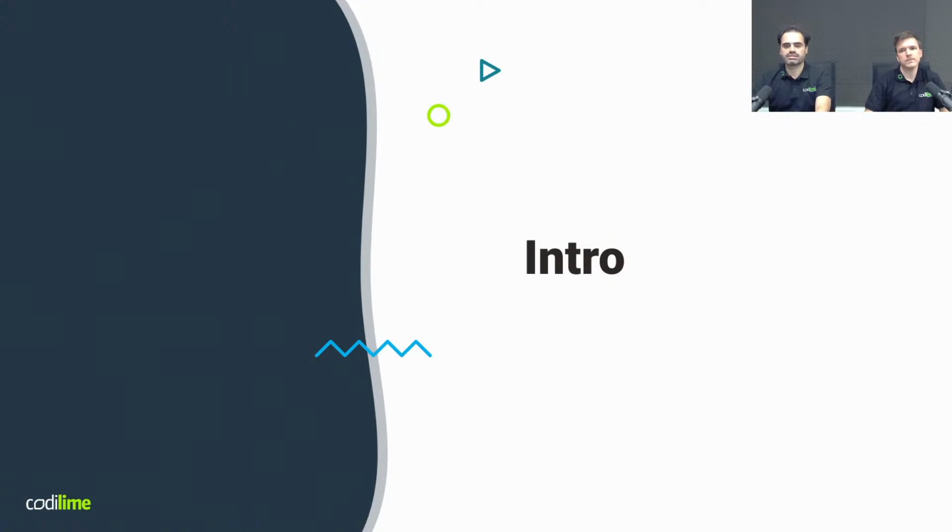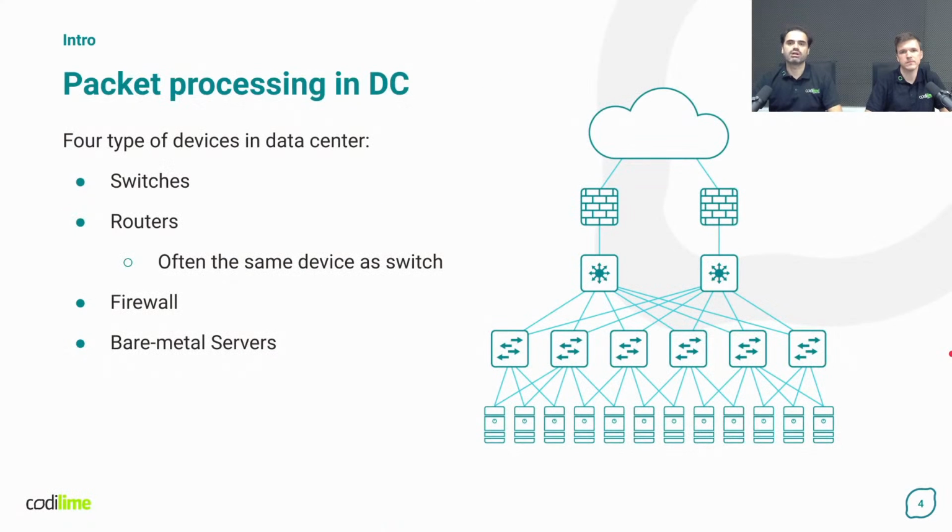Okay, let's start with the introduction. Let's talk about the data center architecture and the devices in this place. Currently we have four major types of devices in the data center. We have switches, we have routers, which quite often are the same as the switches and share common hardware. Then we have firewalls as well. And don't forget about bare metal servers, which don't count as network equipment, but actually can act as one.